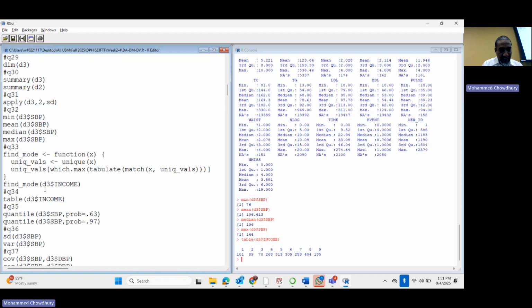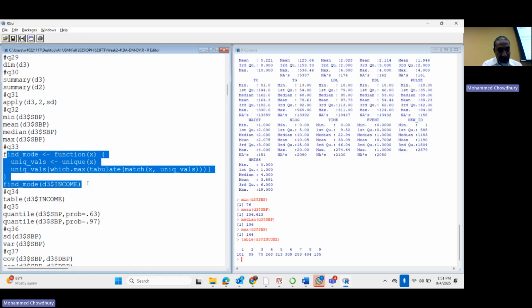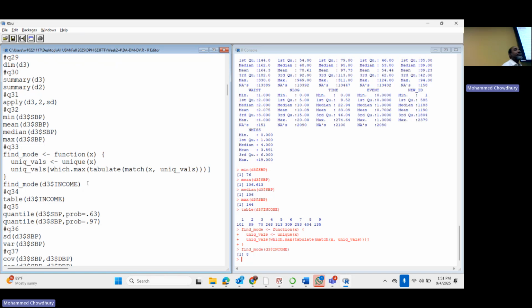Finally, if I put the name of the variable in this function, it comes out. For example, 8 is the mode. Understand? 8 is the mode. Here is the entire frequency table; 8 is the mode, appearing 404 times. This is if I want to find the specific one. So 8 is the mode for the income variable, the level with the highest frequency.